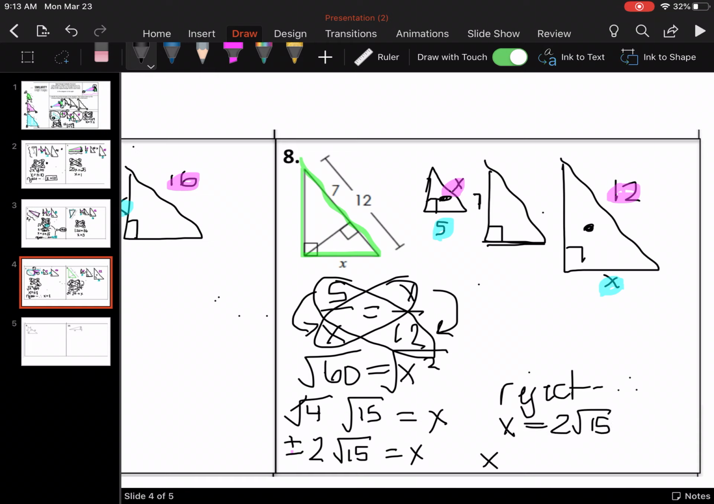Again, you can work backwards on the multiple choice by plugging 2 rad 15 into your calculator. Okay, or radical 60 right off the bat in the calculator. These two values are going to be the same. They're both going to be 7.74597.